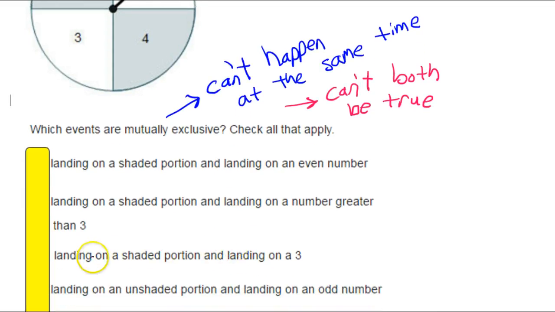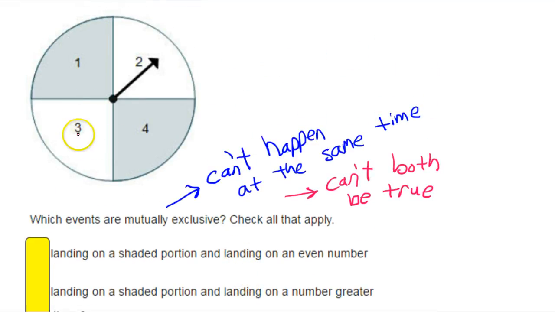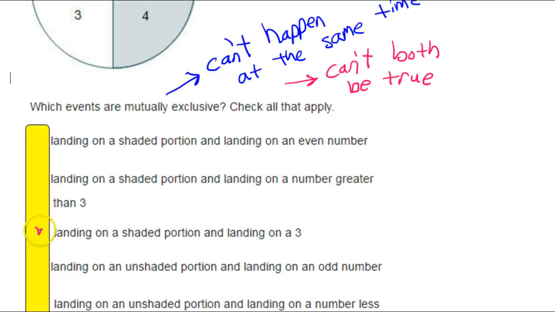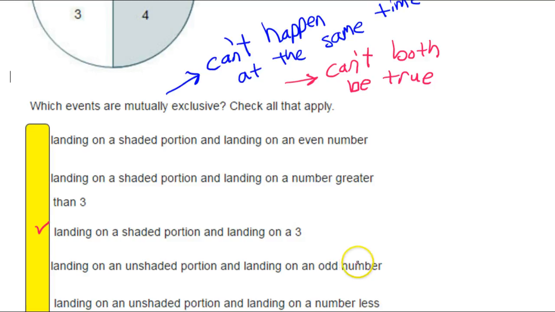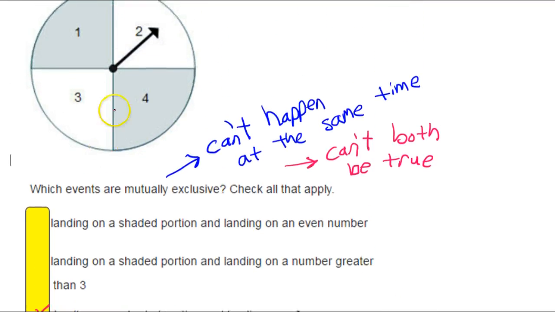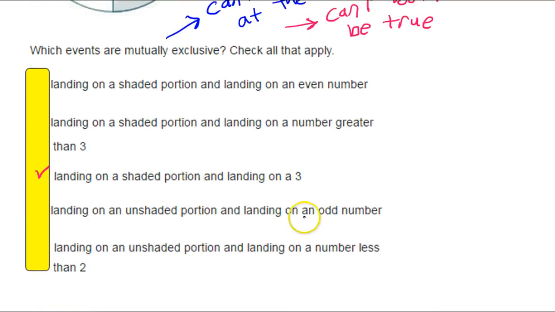Okay, or an answer. Landing on a shaded portion and landing on 3. Well, there is only one number 3 and it's not shaded. So you're either going to land on a shaded or you're going to land on 3. Both of those things cannot happen at the same time. So that is a pair of mutually exclusive events. Now, landing on an unshaded portion and landing on an odd number. Okay, well, here's an unshaded portion, and it's also an odd number. So those two things are happening at once, so they are not mutually exclusive.